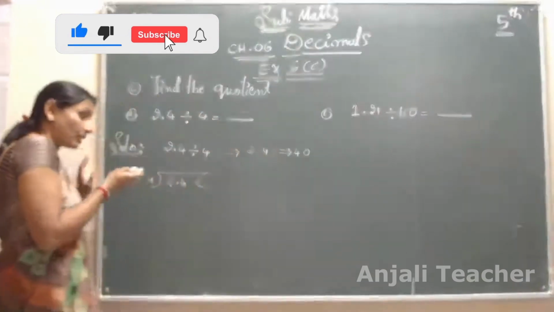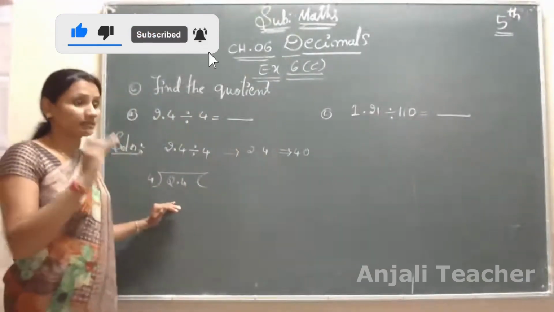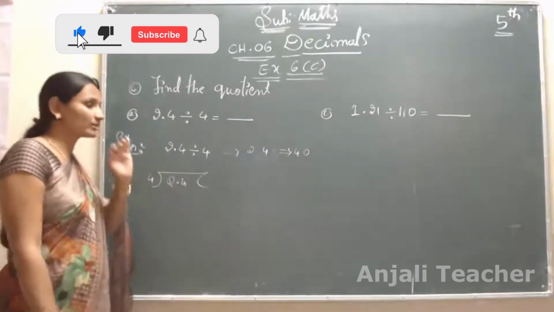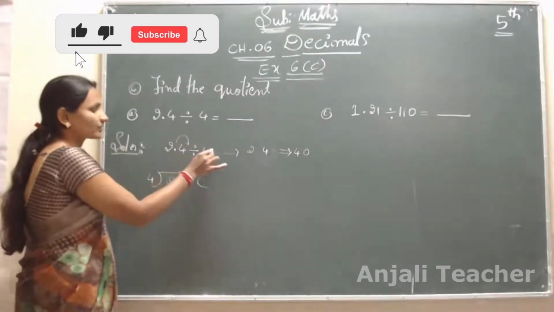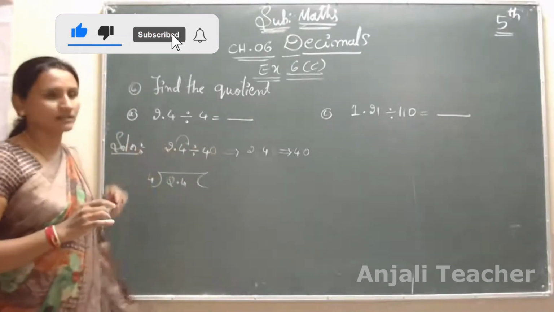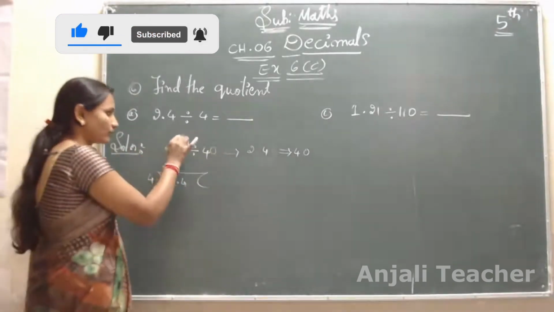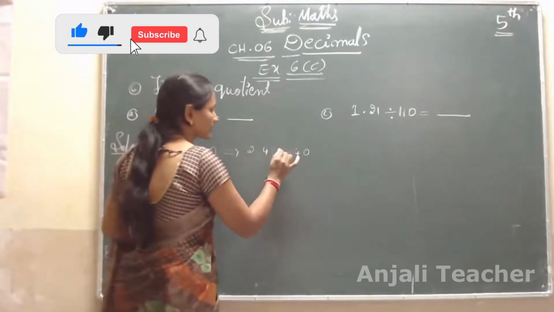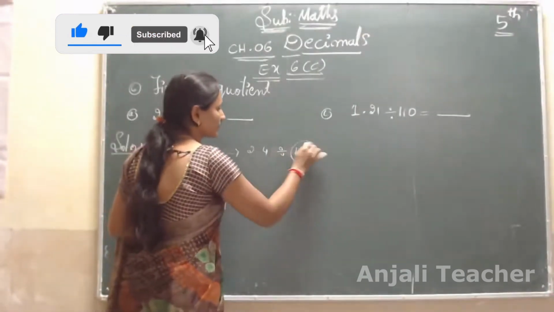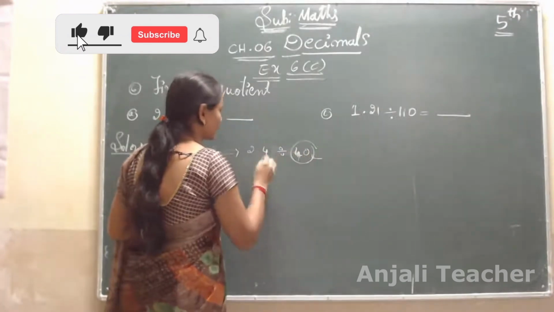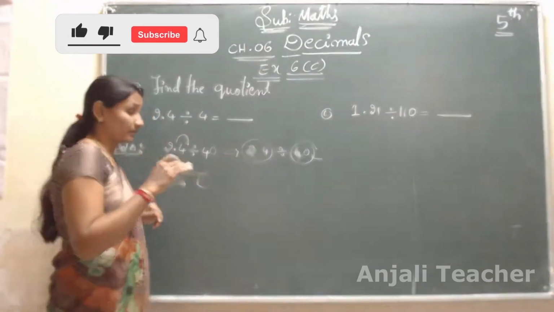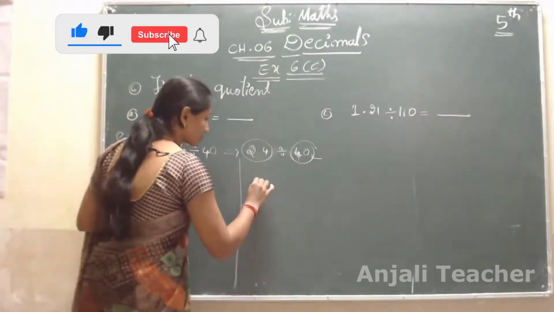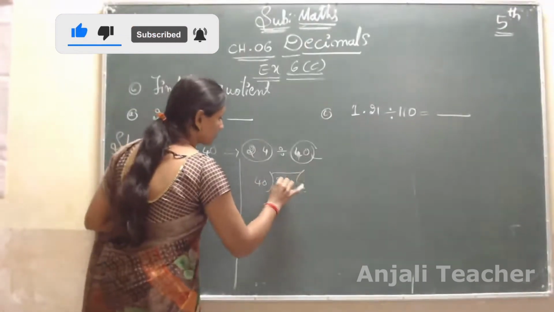That is one method. Now I will go to the division method. First, students, you have to move the points. Come to here, the point. So here is 24 and this is 40. The divisor is 40 and the dividend is 24. So moving the point, it becomes 40 divided into 24.